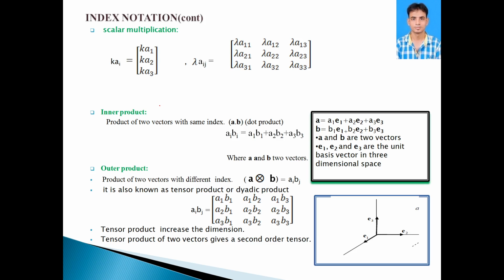You know that the dot product. Suppose you have a vector A and a vector V. So in the Cartesian coordinate system, e1 is the unit vector along this axis, and e2 is the unit vector along this axis.